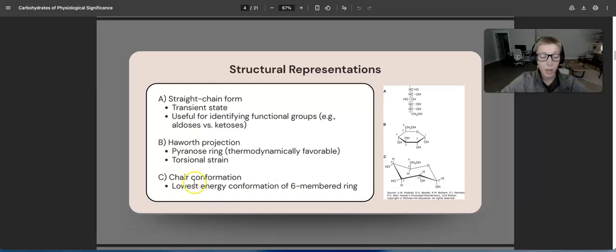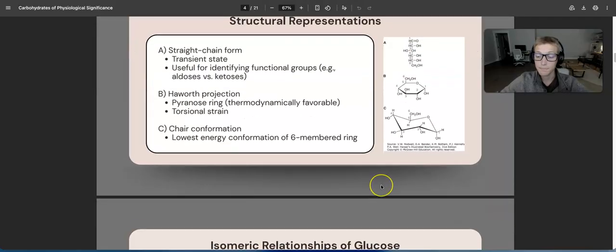The most stable conformation of a monosaccharide is the chair conformation. It is the lowest energy conformation and is perhaps the most realistic representation of a monosaccharide that we would see in a biological organism.